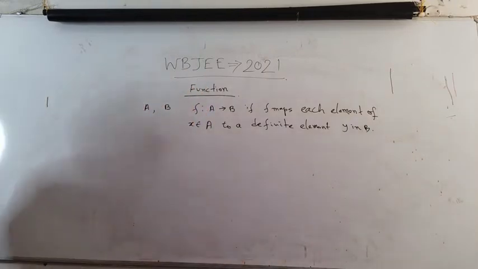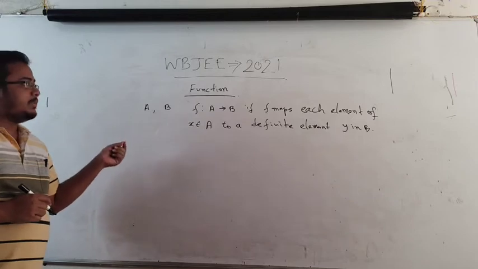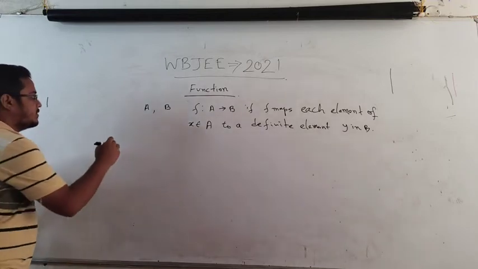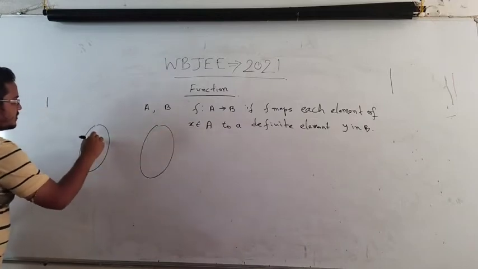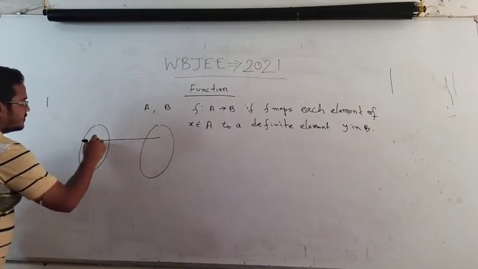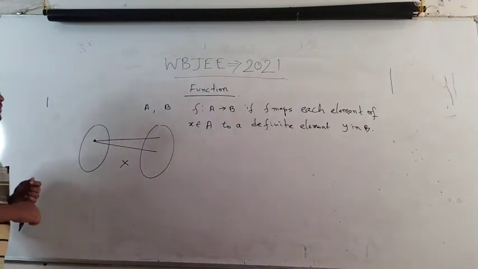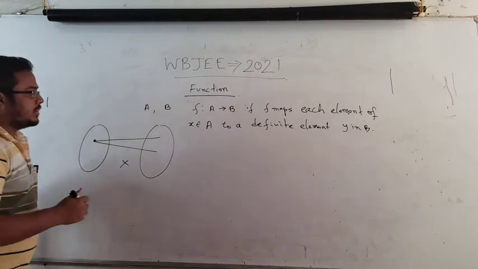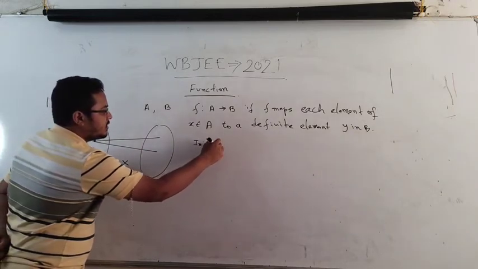It actually means that no element will have two defined images in the codomain. That is, this cannot happen in a function. So let's discuss the two different types of functions. First, we will learn what is an injective function.